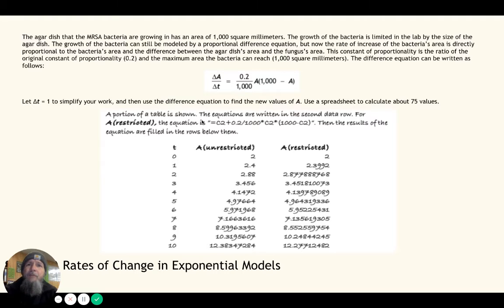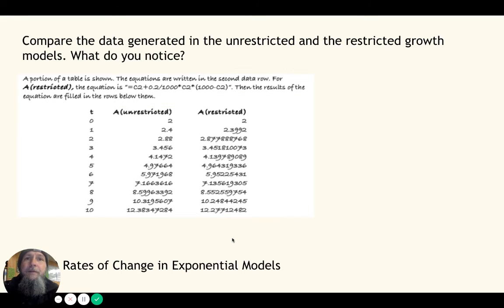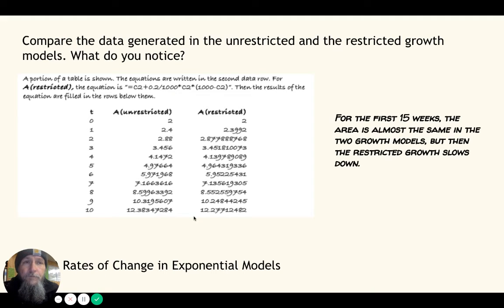A portion of the table is shown. The equations are written in the second data row, for A restricted versus A unrestricted. And the results of the equation are filled in the rows below. So after only 10 units of time, the unrestricted is about 0.1 millimeters square larger than the restricted. We're already seeing some limits to it. We look carefully. What do we notice when we compare? First 15 weeks, the area is almost the same in the two growth models. But then the restricted growth slows down. You see it starts to slow right here.